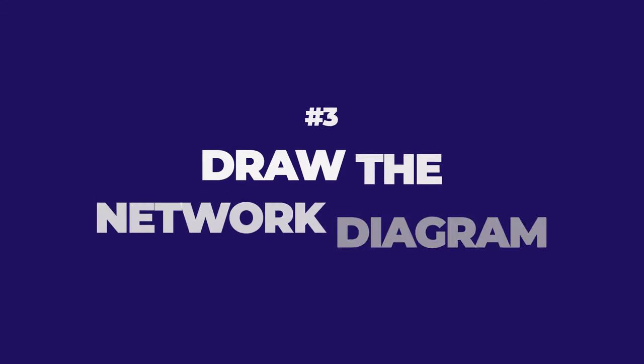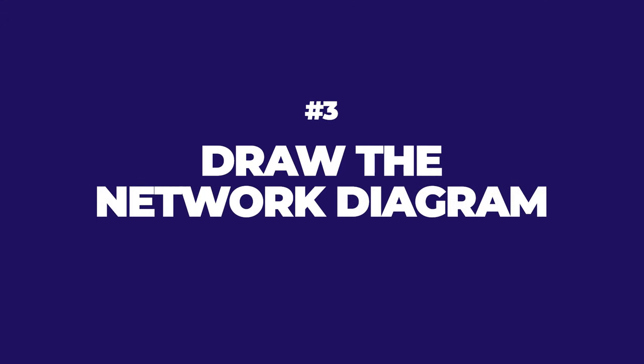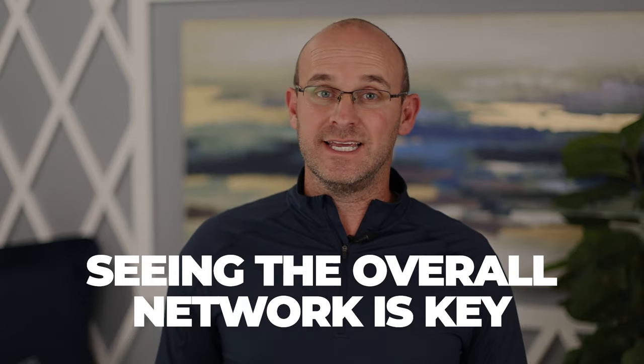Step three, draw the network diagram. Once you have all of the activities together, it will link together through the logic and it will create a diagram. Now, if you're on a computer, this is easy to see. When the folks back in the day used to do it by hand, they would draw it out. But seeing that overall network is key. And you can see it in a Gantt format or as a precedence diagram, and you can actually see better the dependencies or the logic ties.